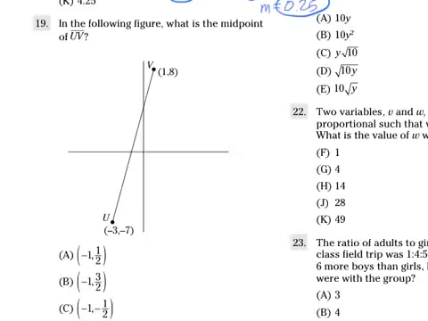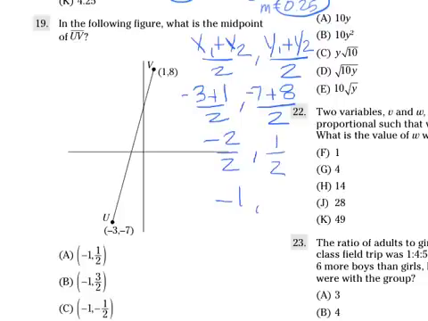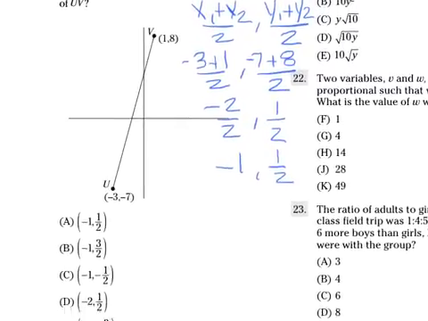In the following figure, what is the midpoint of UV? Well, to find the midpoint, you have to remember the formula. And it's (x1 plus x2) over 2, (y1 plus y2) over 2. So the x values are -3 and 1. The y values are -7 and 8. So that would give me -2 over 2 and 1 over 2. So that's -1 and a half.